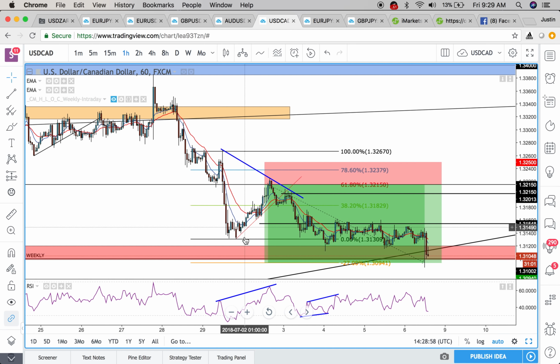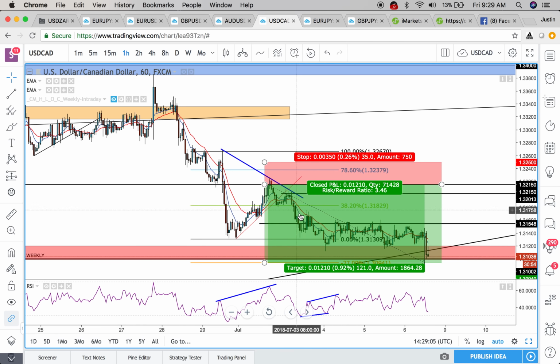And then finally, even on the 15-minute time frame, we had this little trend line right here. It hit once, twice, broke on the third one, came and retested, then it dropped, right?